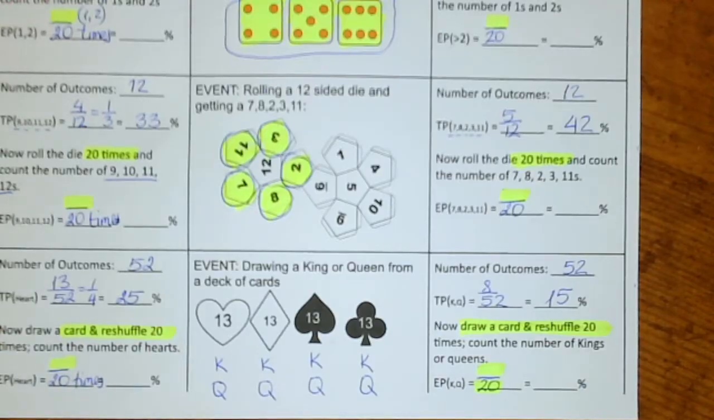Then we'll compare our percentages in class and see how far off the experimental probability is from the theoretical probability.